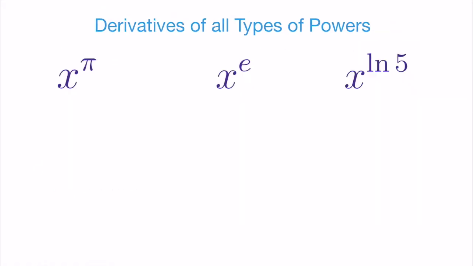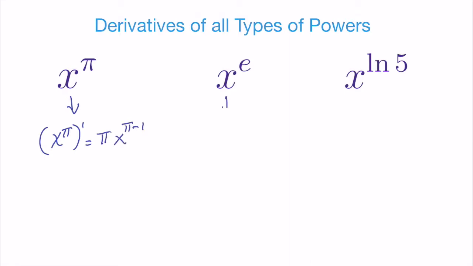We have 3 expressions here. All of them are of the same type. Do you know what type this is? Yep, it's a variable base to a constant exponent. This is what we have been doing all the time. We use the power rule for derivatives. For example, we want to derive x to the pi. Well, the pi comes to the front and we subtract 1 from the exponent.